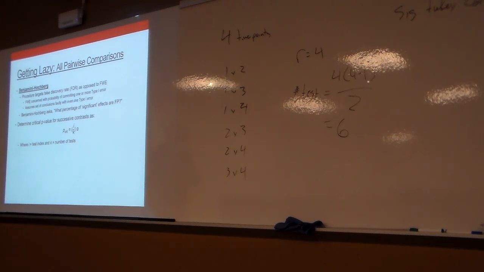So I'm going to test this at p less than 0.05, right? But this one is going to be 5, so that's going to be 5 divided by 6 times 0.05. Haley, you want to tell me what that's going to be?